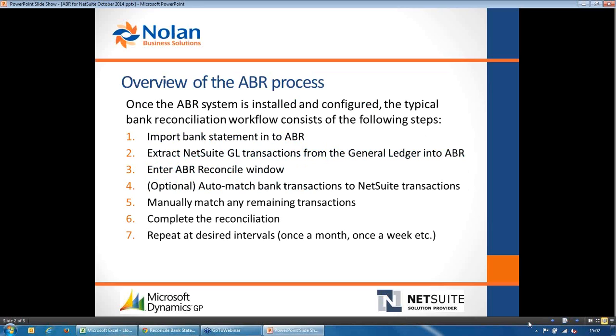So the process is importing our bank statement into ABR, extracting those NetSuite GL transactions from the general ledger. We go into the ABR reconcile window, we perform some auto matching, and then we manually match any remaining transactions before we complete the reconciliation. And then obviously that's repeated at desired intervals, once a month, once a week, whenever you get your bank statement.